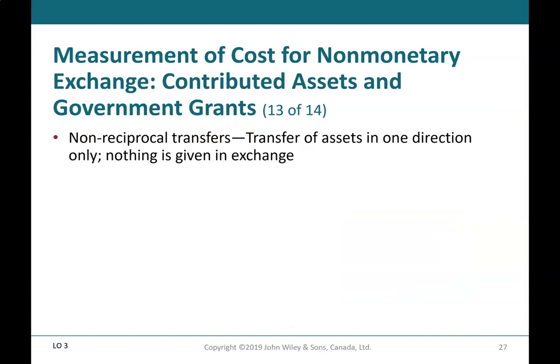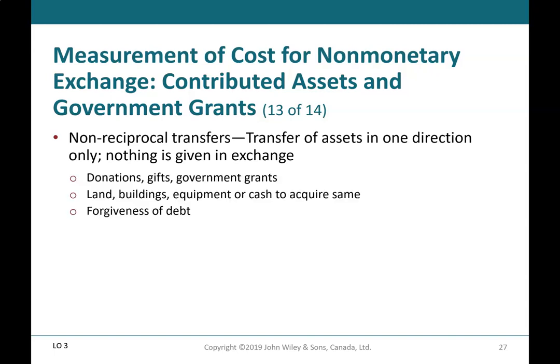Measurement of cost for non-monetary exchange, contributed assets and government grants, 13 of 14. Non-reciprocal transfers: transfer of assets in one direction only. Nothing is given in exchange. Donations, gifts, government grants, land, buildings, equipment, or cash to acquire same.